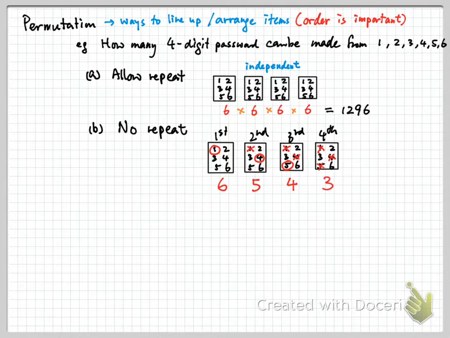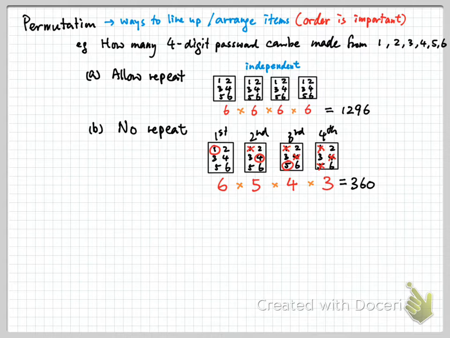Now they become independent, because if the choice is 1, then do you know which number I chose in the second digit? You don't know. You only know that it is not a 1. So these become independent. So we multiply them together once again. 6 times 5 times 3 times 4. And the answer is much less, it's only 360. These are the number of passwords you can do without repeating.